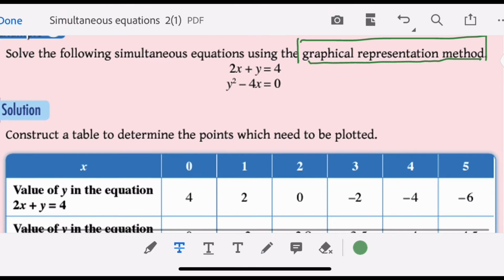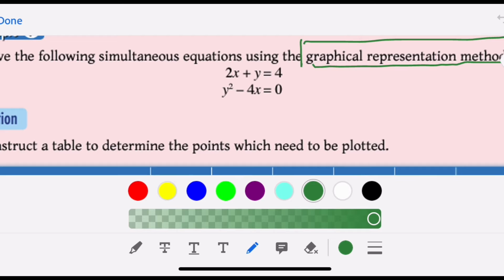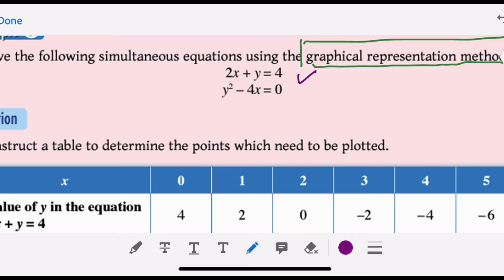So for example, you have the simultaneous equations like this. We have 2x plus y equal to 4, and then we have another one, which is y squared minus 4x equal to 0, which is actually a combination of linear and non-linear simultaneous equations. Why do we say linear for this one? Because the power of x and y is 1.